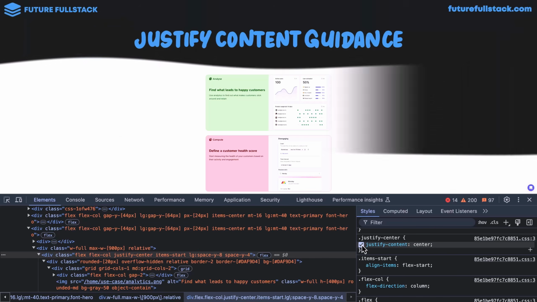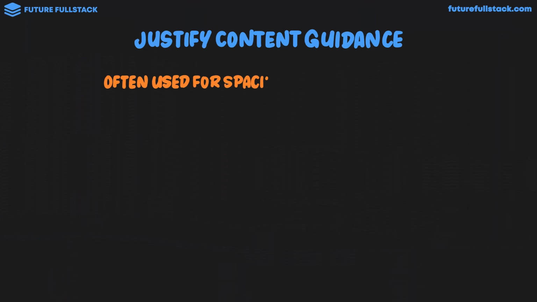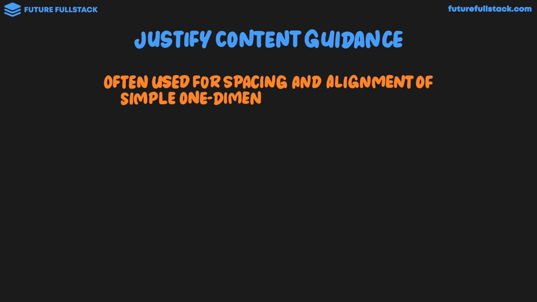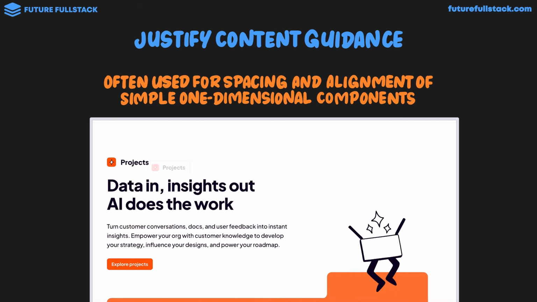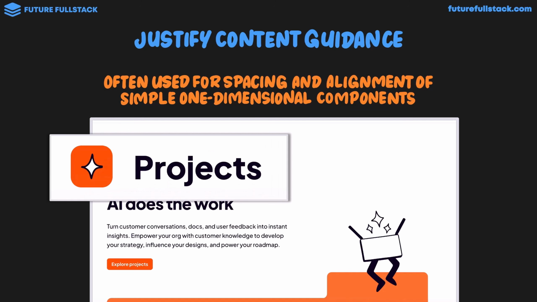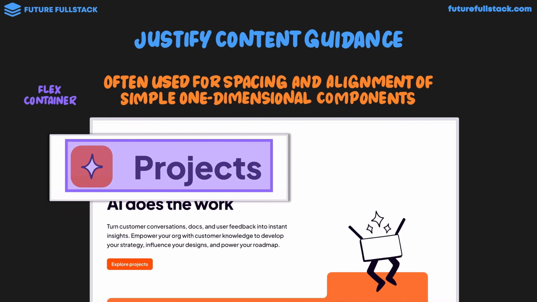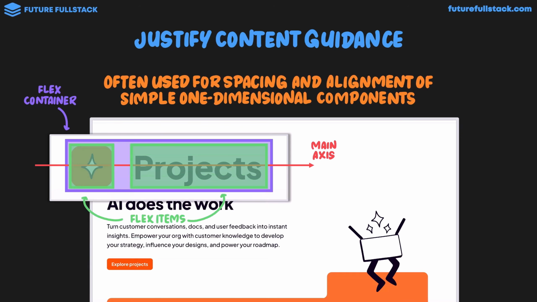Moving on to the next piece of guidance, it's often used for spacing and alignment of simple one-dimensional components. Looking at this web page over here, I'm going to zoom in to the icon and projects. All of this would be inside a Flex container. Our main axis is in row running from left to right. We have our icon and text, and these would be our Flex items. So again, we're just using Flexbox to easily position items horizontally.